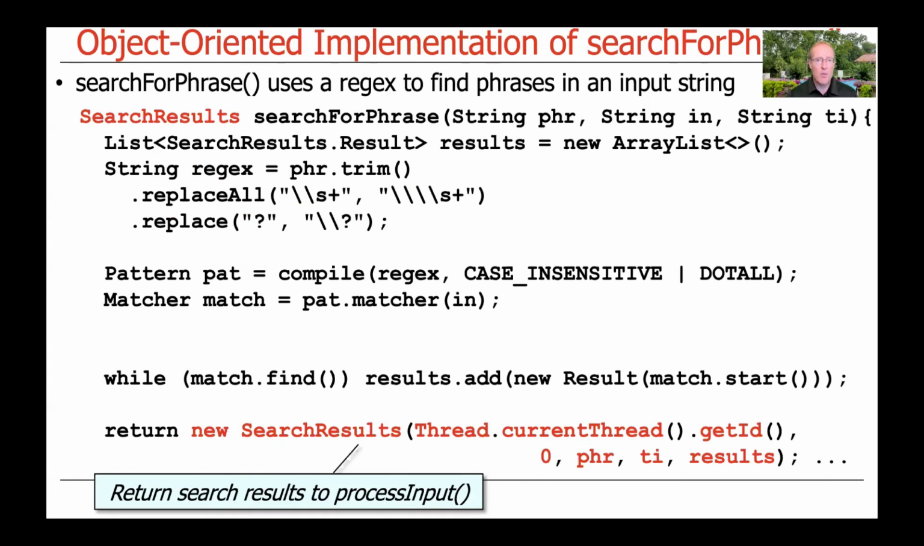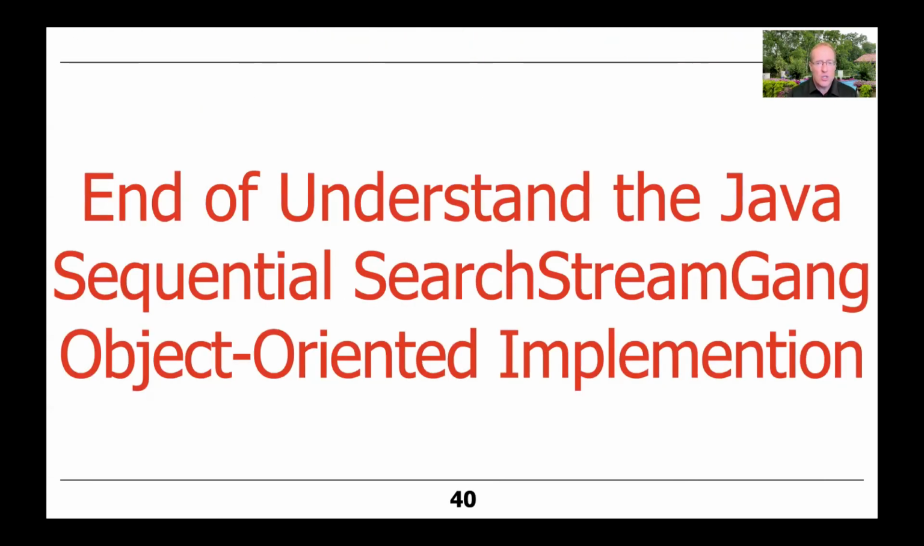And when we're all done, we make ourselves a new search results object that contains that list of results, if any, if there's anything there at all. So that's basically how searchForPhrase works. So this is just a quick walkthrough of the object-oriented implementation. For those of you who've predominantly done object-oriented programming, you're probably thinking, well, that's pretty obvious. That's the way I would have done it. And you're absolutely right. That is the classic object-oriented way of doing things.